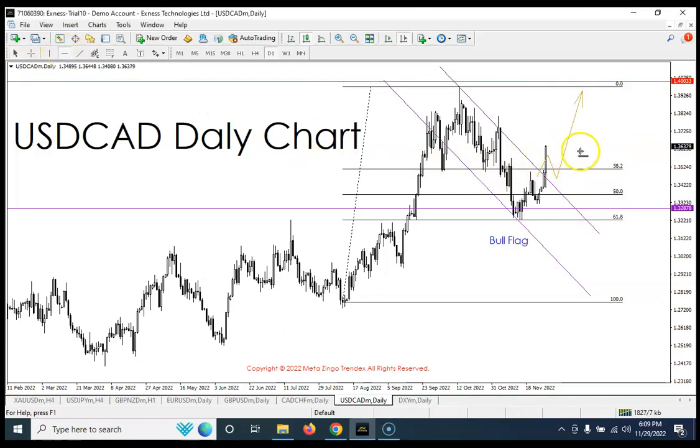But we cannot enter this trade now. I want to wait for a pullback. When I see a reasonable pullback in this trade, then I will enter a buy. So guys, this is all I have for you.